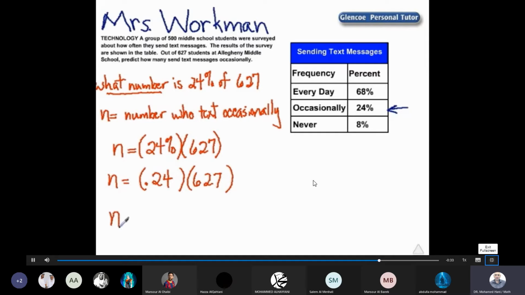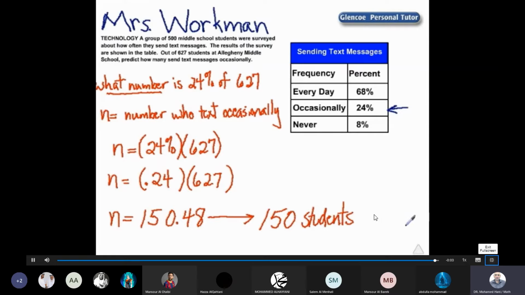Now we're ready to use our calculator or paper and pencil to do this multiplication, and we get 150.48. Now we're talking about students, and so what we're going to say is that approximately 150 students at Allegheny Middle School text message occasionally.